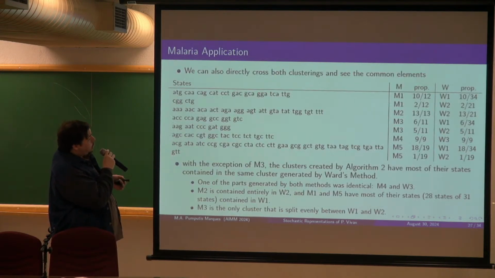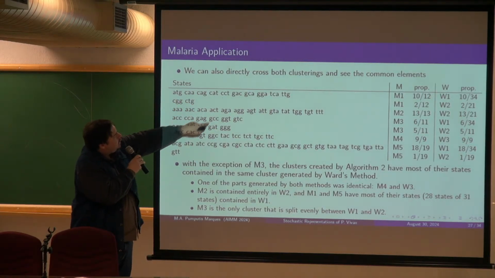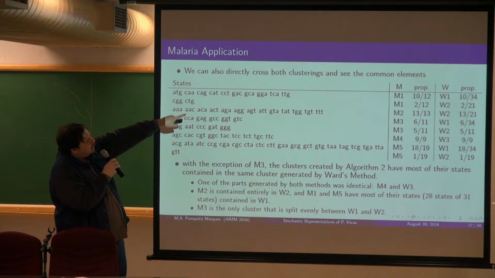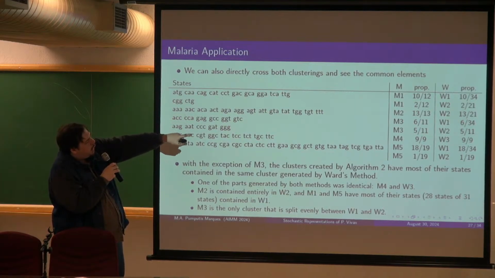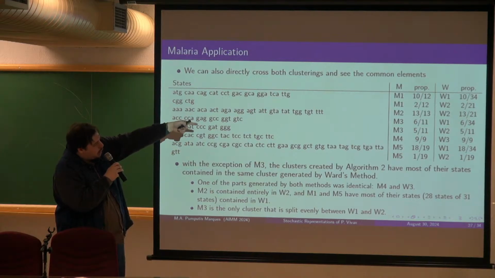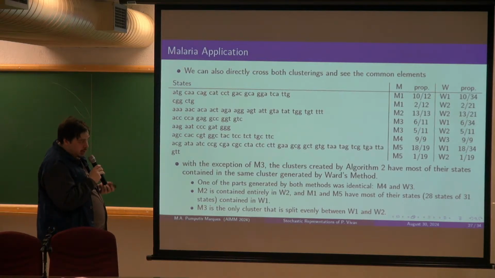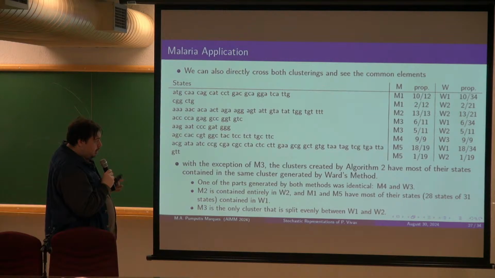Right? We can also directly cross both clusterings and see the common elements. So for example, these transition states, ATG, CAA, CAG, CAT, etc., are 10 states that are in M1 and in W1. And so these are 10 of 12 of M1. But what happened to the 2 that are left? The 2 that are left in M1 go to W2, right? And we can do this for all the clusterings. So we can see a pattern here that M3 is a bit different, but all the other clusters created by algorithm 2 are in the same cluster in Ward's method.